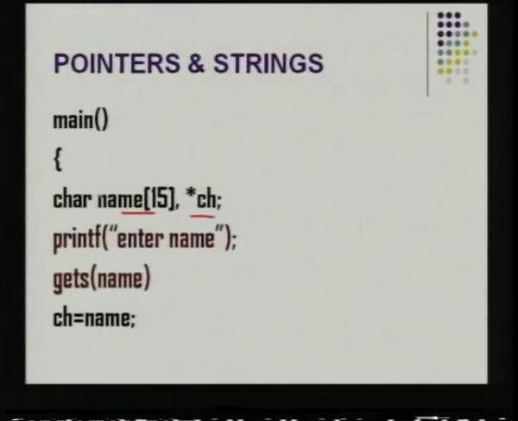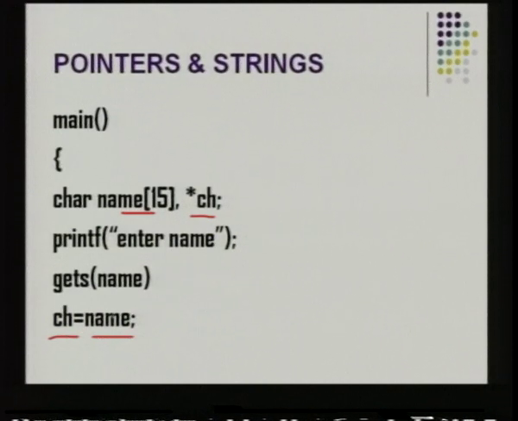So, first I have to enter some value, isn't it? Only then I can store that value at that particular memory location. So, for that reason I am printing enter name and I am getting the string name. So, whatever name I enter, it will be stored in this character array. Now, the next step is the most important step of this program. Now, here is where I am assigning the address of this name, the base address where the name is stored, to this pointer variable CH.